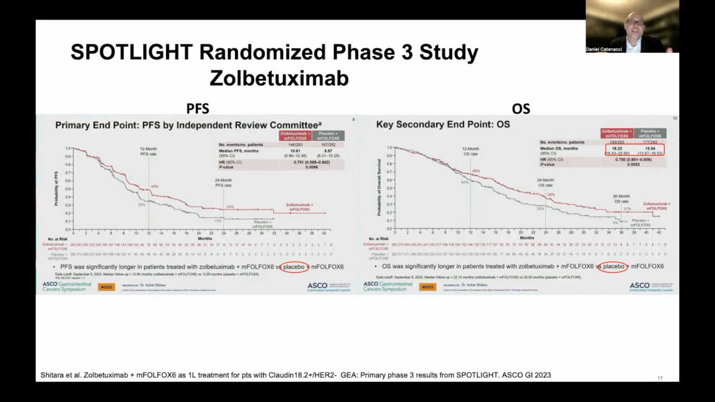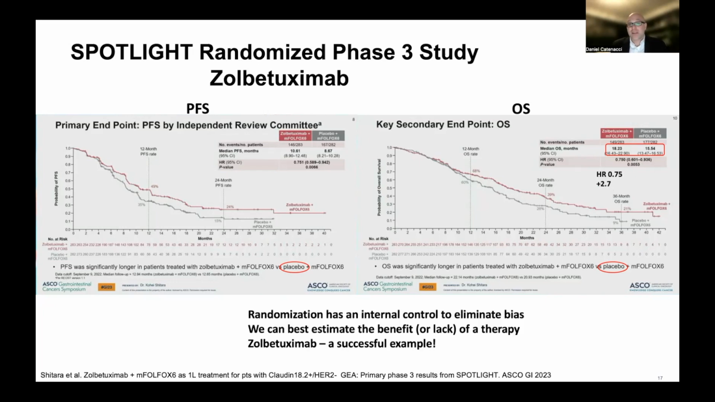So this is again supporting the need of doing randomized studies to account for known or unknown prognostic factors and to really understand what the added benefit is of any therapy on top of a standard therapy. So in this case, the hazard ratio is 0.75, and the absolute benefit in terms of survival was an improvement in the median survival of about 2.7 months. So again, summarizing, randomization has this internal control to eliminate these biases. And so we can really best estimate what the benefit, or in some cases, the lack of benefit might be.